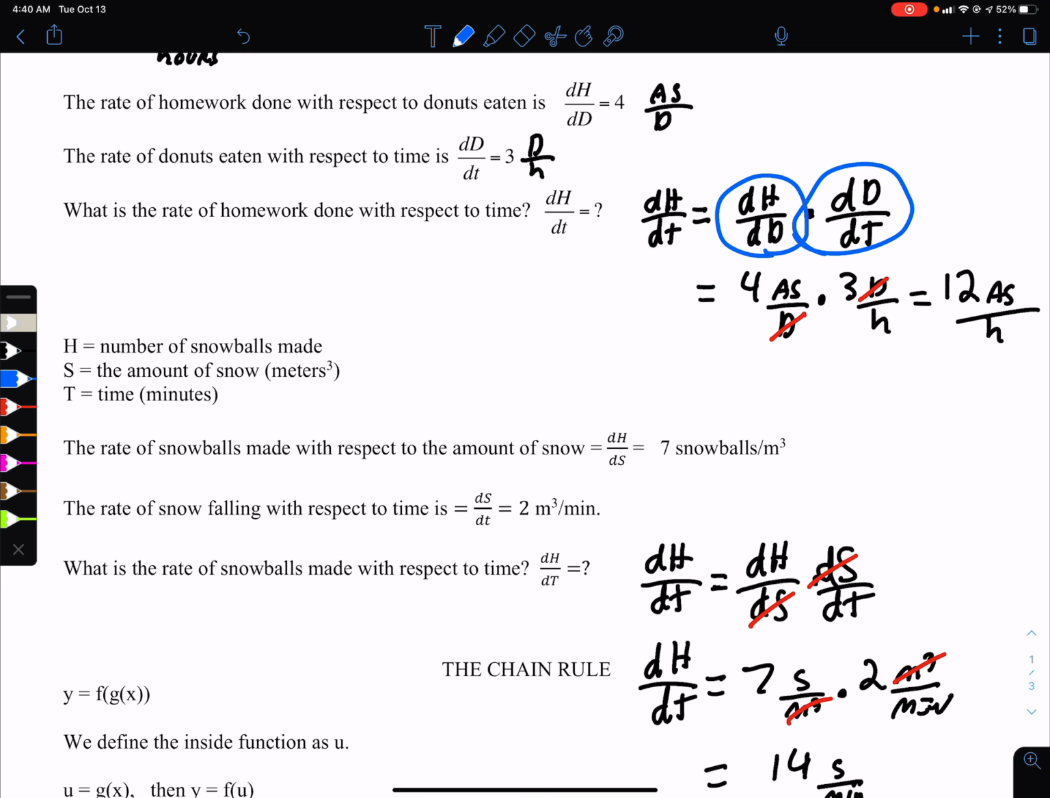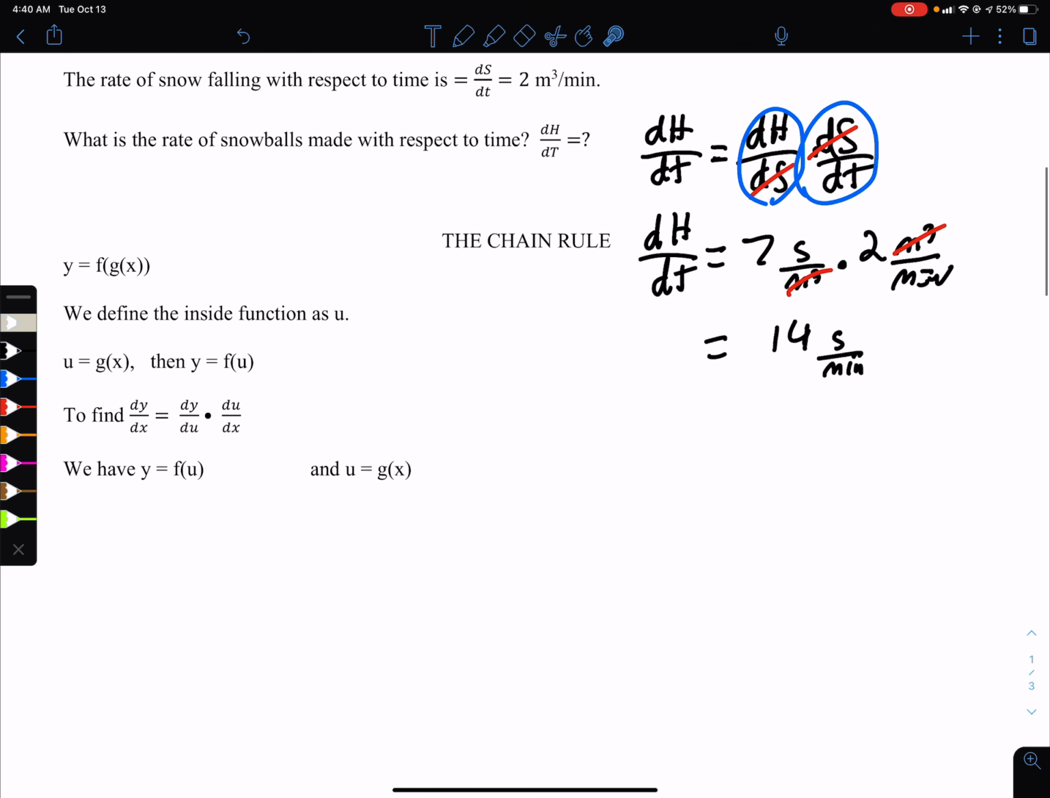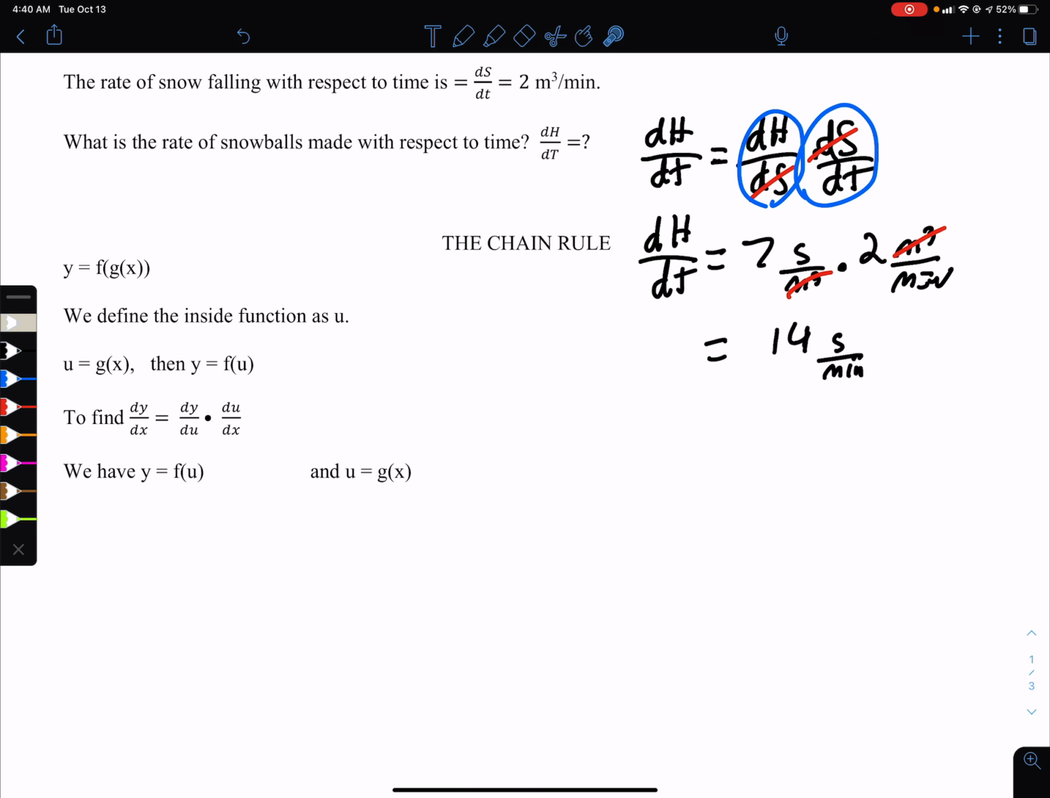You're chaining 2 things to get what you want. And again, here are your chains. You're chaining 2 things together to get your rate. So that's what's happening here. Now the chain rule, this stuff I will get rid of.